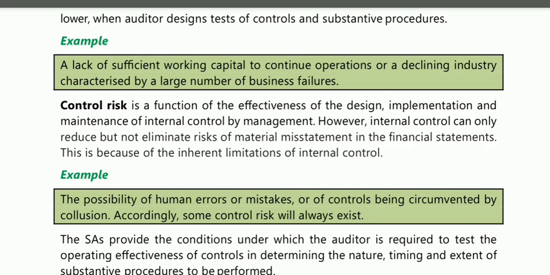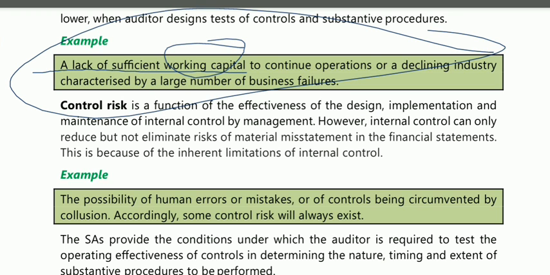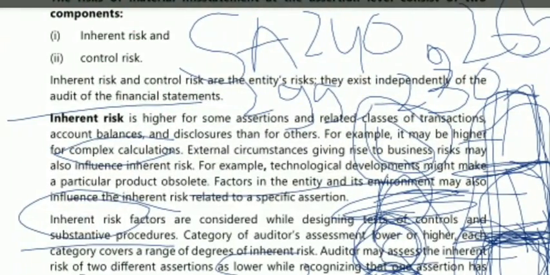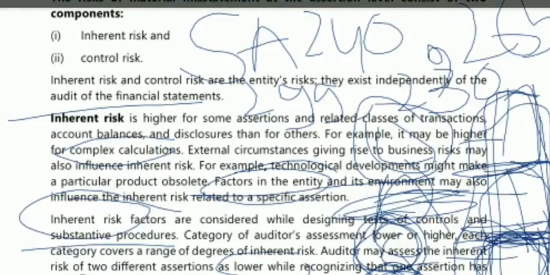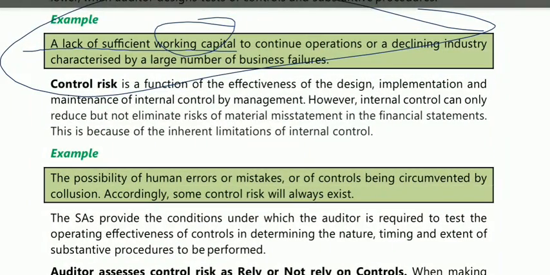A lack of sufficient working capital to continue operations, or a declining industry categorized by a large number of business failures. Now there is a lack of sufficient working capital. They don't have sufficient working capital to continue operations. So this is an inherent risk, as the business may fail. There is no control put in place by the industry yet, but due to the factors in the entity and its environment, the organization has an inherent risk, and there are high chances that the organization may fail to survive as a going concern.